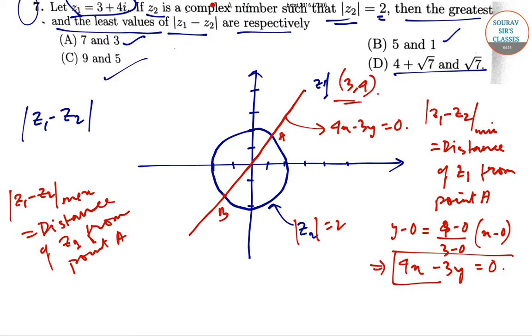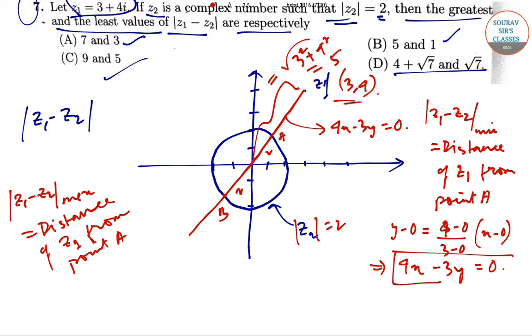And we also know that the radius is given by 2. The radius is here, it is 2, and here it is 2. So the maximum distance that can be possible is, now the total distance over here is equal to 5. This is equal to the distance of the point 3, 4 from the origin, which is root over 3 square plus 4 square, which is equal to 5.